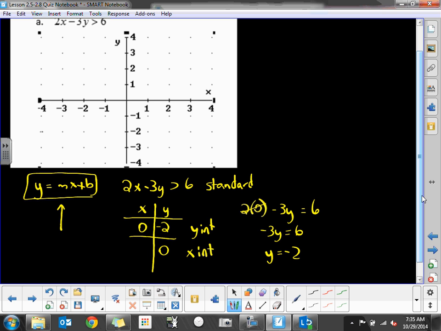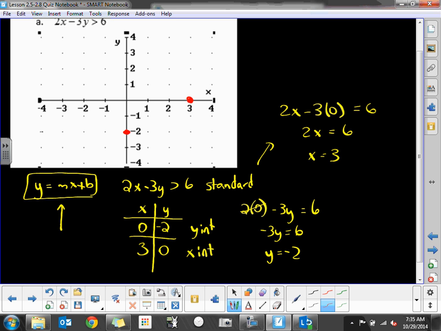Then I want to do the same thing, only this time I want to put in a 0 for y. So I'm going to rewrite the equation up here. It's going to be 2 times x minus 3 times 0 for y, which gives me 6, which means 2x has to equal 6, which means x is equal to 3, which tells me the x-intercept is the ordered pair (3, 0). So now I'm going to graph those ordered pairs. (0, -2), that's my y-intercept. And (3, 0), that's my x-intercept.